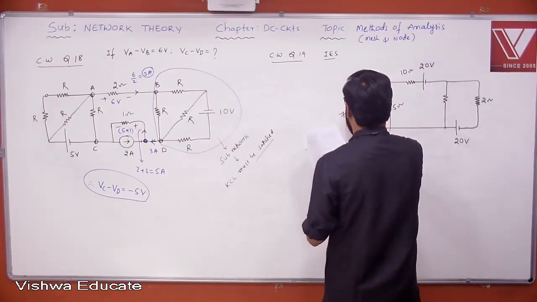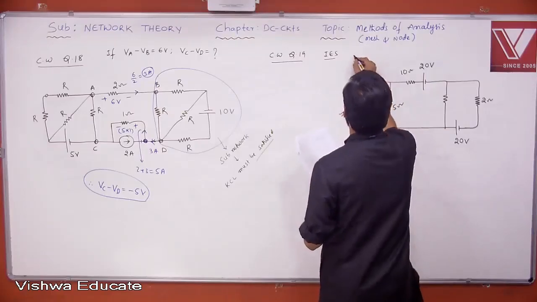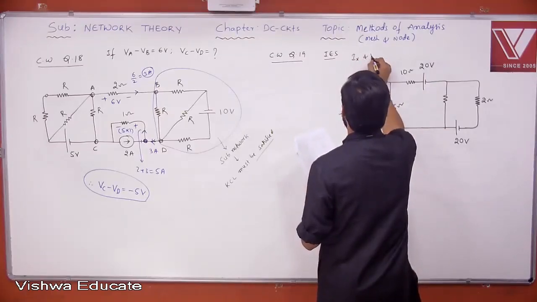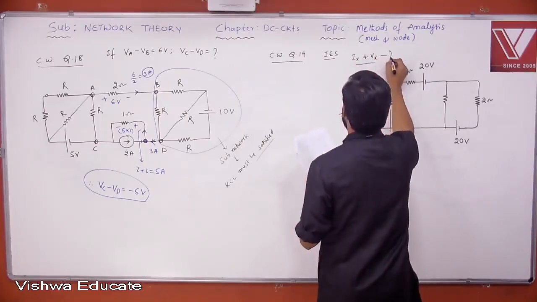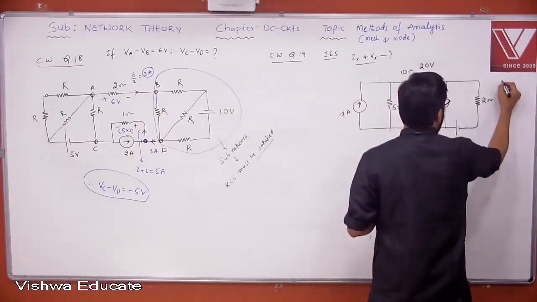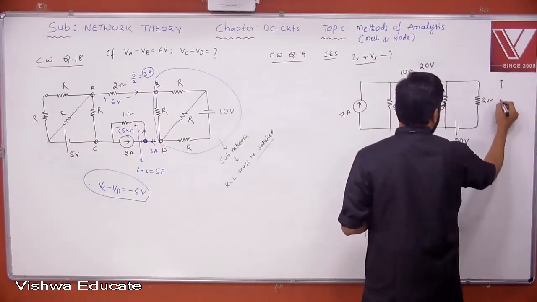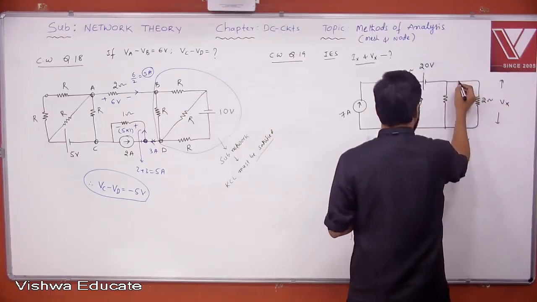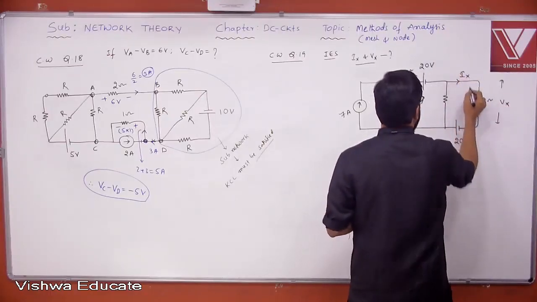Read the question. What is it asking? Ix and Vx values it is asking, yes or no. Question number 19. It's just asking Vx and also Ix. It's a very simple problem.